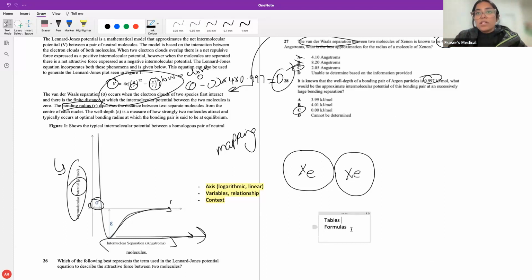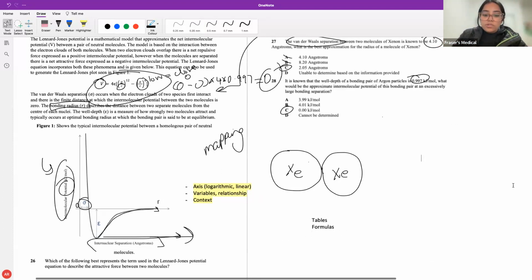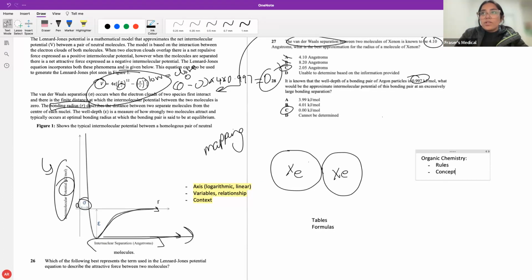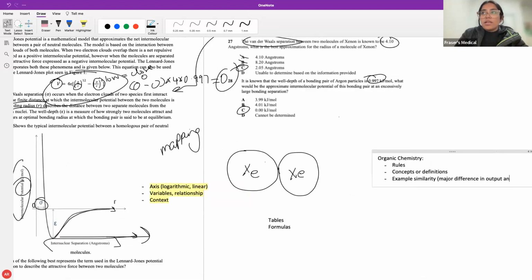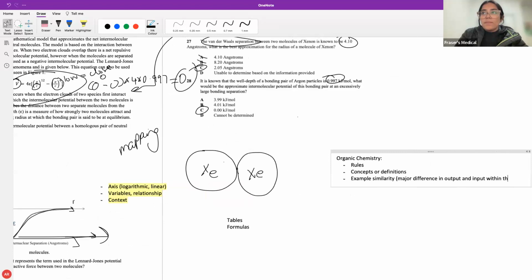Yep, cool. So what are some major things? We've talked about organic chemistry, so let's do a list. These are your micro strategies. We've talked about organic chemistry, and about the fact that you're looking at your rules, your concepts or definitions, and example similarity. And the major difference in output and input within the mechanisms.